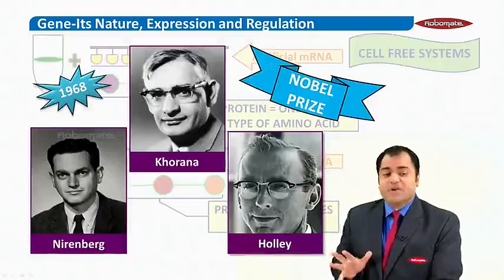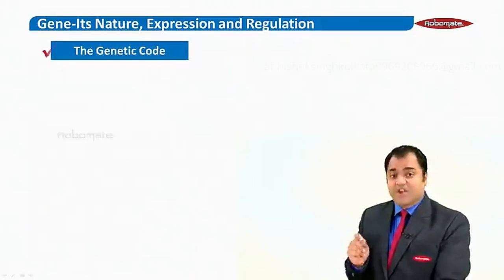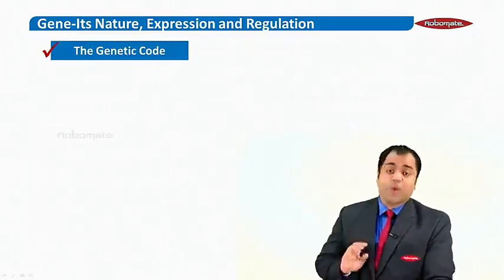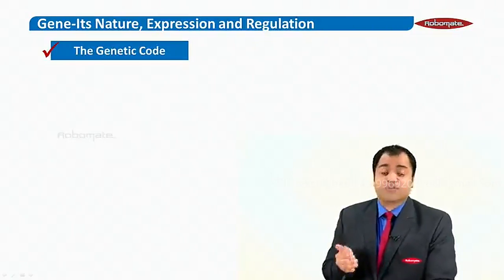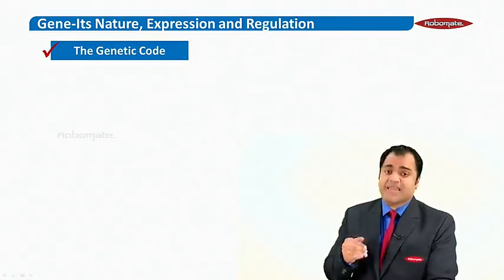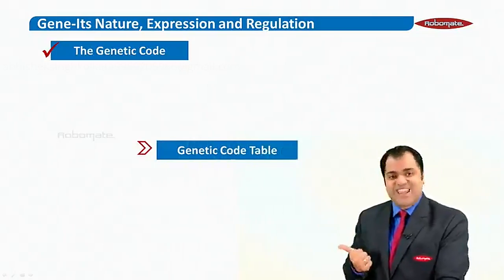So in this module, we have talked about the genetic code. In the next module, we will see which codon codes for which specific amino acid in the genetic code table.